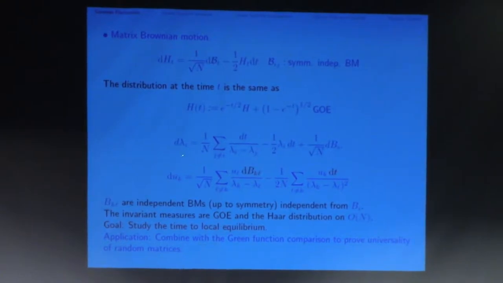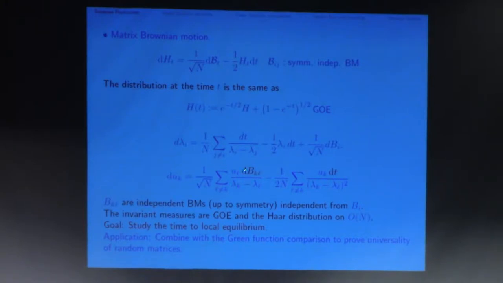If you look at the eigenvalue equations, then this is the standard Dyson Brownian motion. And then the eigenvector also has an equation. The eigenvector equation is very complicated. You will see even the (lambda_k minus lambda_l) squared term here. And then the interaction term is Brownian motion; there is another independent Brownian motion here. So the dynamics looks very complicated.